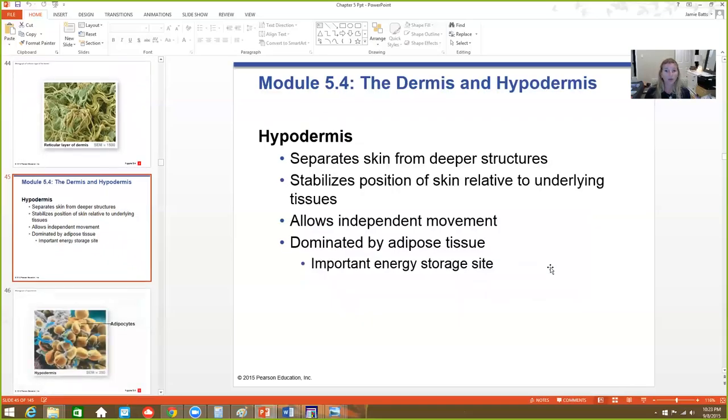Let's talk about the hypodermis. This is separating our skin from those deeper structures. It's allowing for independent movement of the skin. In other words, I pick this up and I'm only picking up skin. I'm not picking up the muscles and tendons and stuff that's below it. And it's majority adipose tissue. It's very important for energy storage, even though most of us are not in love with having lots of adipose tissue on our bodies. It's a necessary thing. You need it. We all need it.